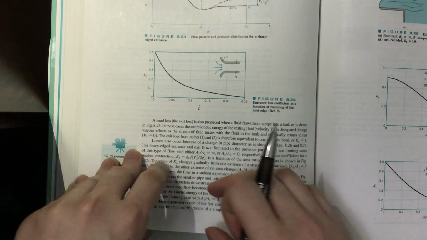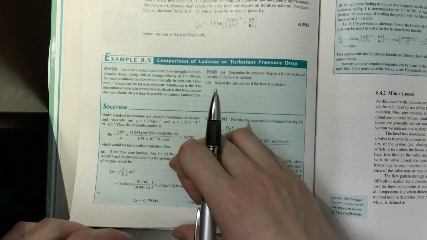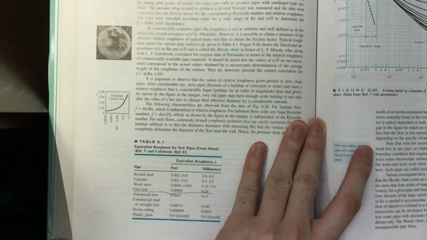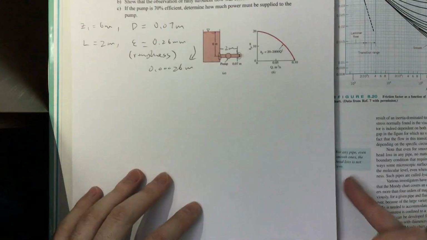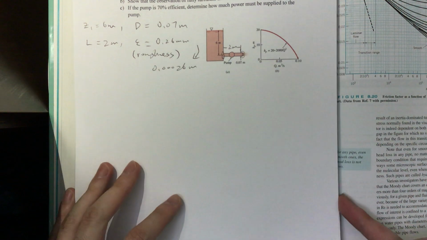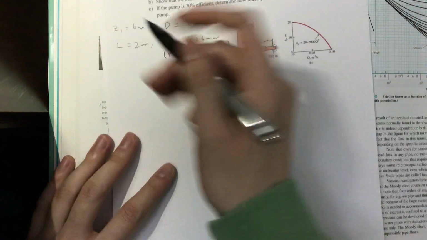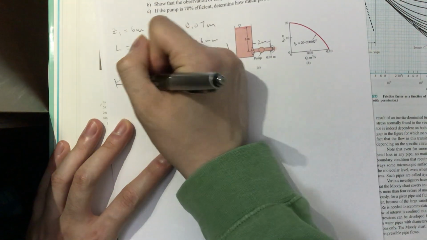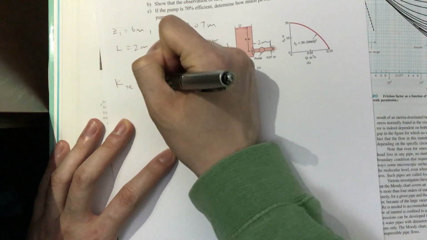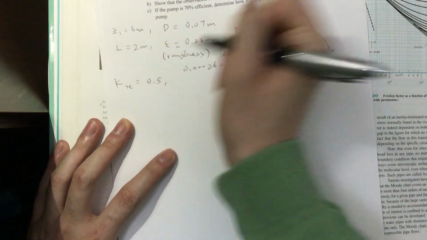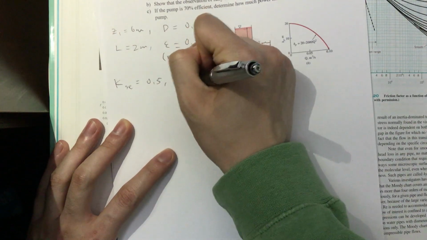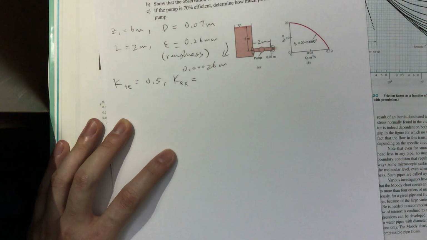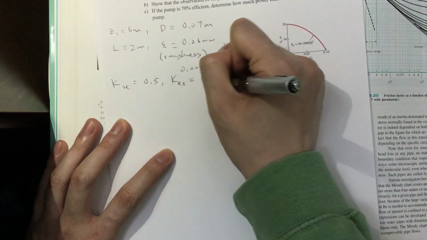Let's flip back some pages to the Moody diagram that we're going to use later to find our friction factor, which I'm going to go over. But we're going to start with writing down our minor losses. Sharp edge, KSE, 0.5. Exit of the pipe, 1.0.